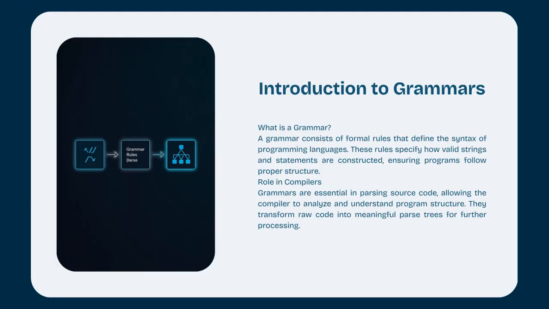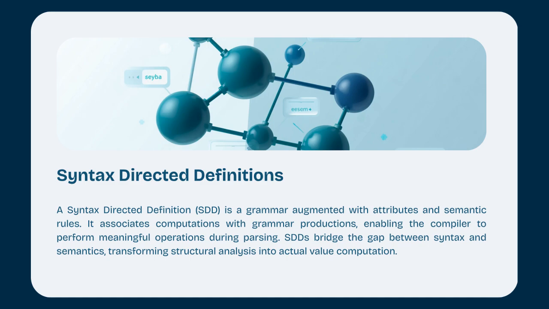Introduction to grammars. Let's start with grammars. A grammar is a set of formal rules that defines the structure of a programming language and specifies how valid statements are formed. In compilers, grammars play a very important role because they help in parsing the source code and converting it into a parse tree, allowing the compiler to understand the structure of the program.